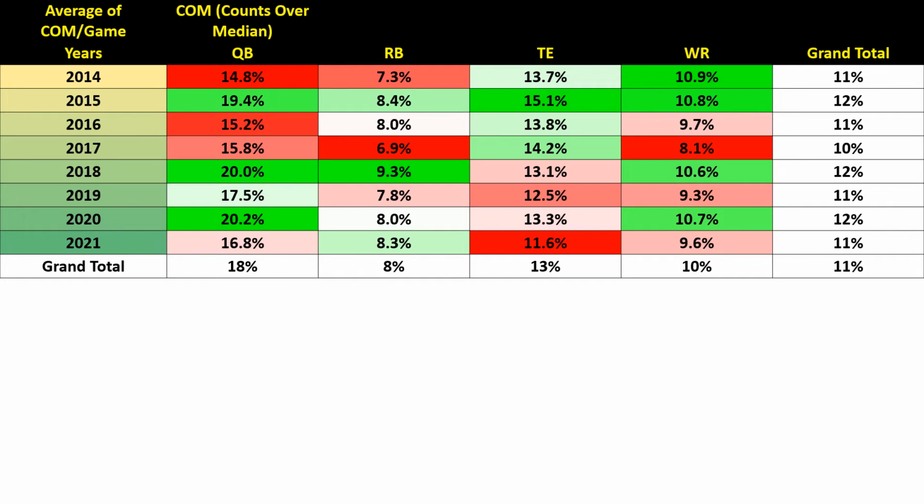RBs, because if you put them all back in the pool, not just the tops, there's going to be some RBs that don't get a lot of opportunities. They're 8% across that 8 years. Tight ends, which is interesting, I thought, 13%. Even though they produce less fantasy points per game at the end of the season, as far as consistency, and I think the scores measure that consistency, tight ends are more consistent than probably people give them credit for.